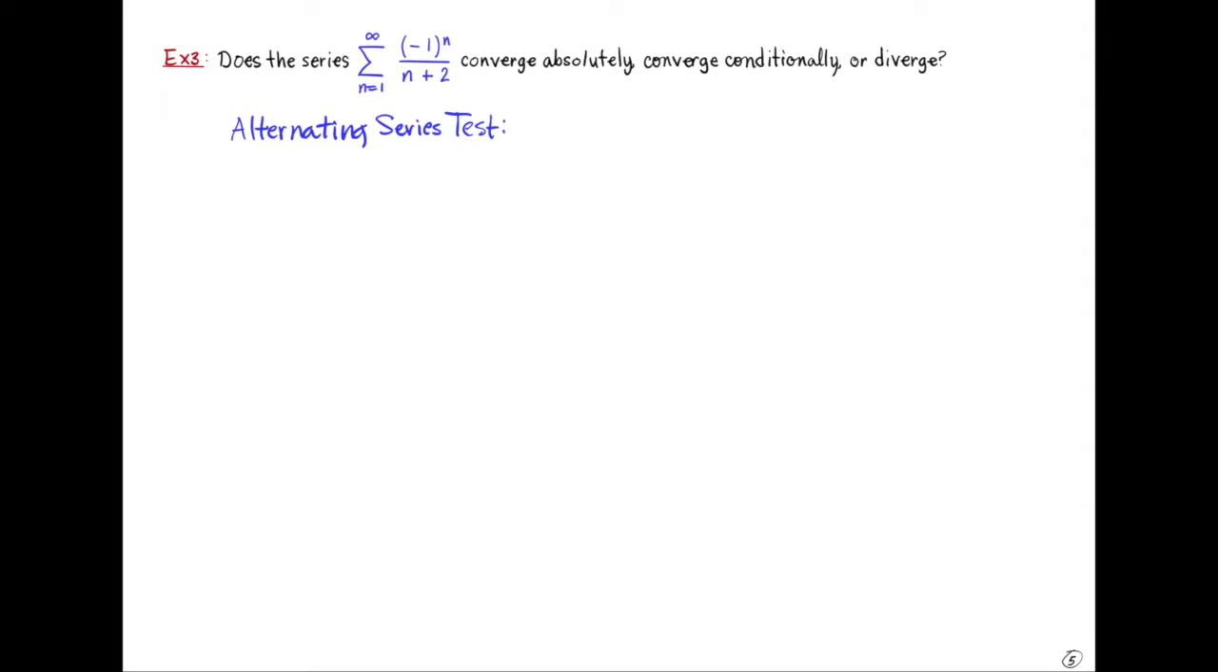We need to prove two things. The first is that the limit as n goes to infinity of b sub n, so not the alternating part, but 1 over n plus 2, is equal to 0, and this is clearly true.